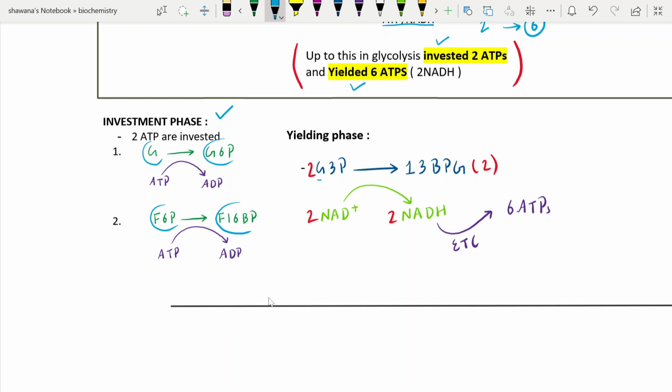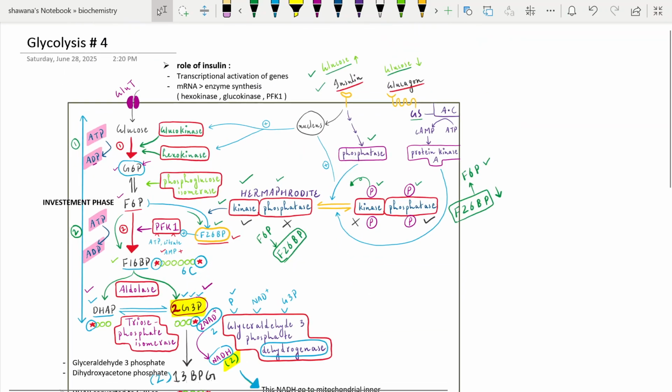Yielding phase: conversion of glyceraldehyde 3-phosphate to 1,3-bisphosphoglycerate. We have converted NAD positive to NADH, and this NADH will go to the electron transport chain and yield 6 ATPs, 3 ATP per NADH. So this was for today, and in the next lecture we will discuss further processes of glycolysis.